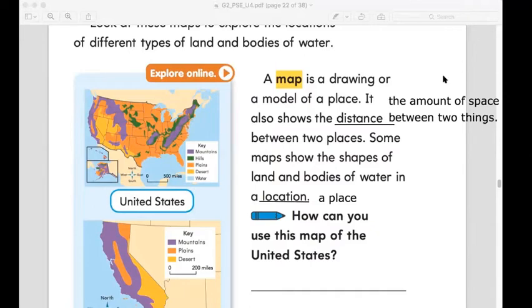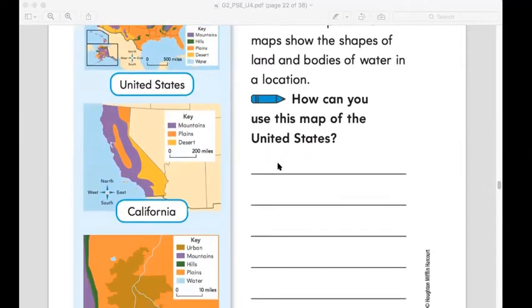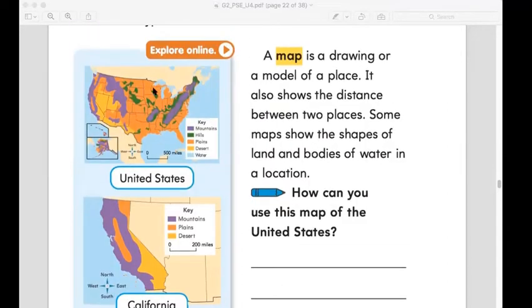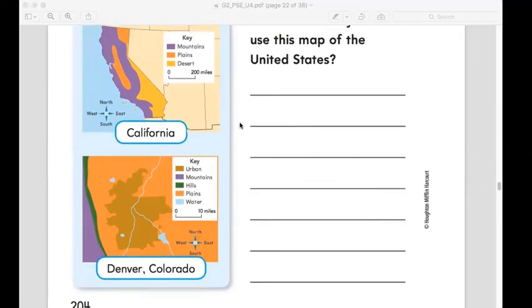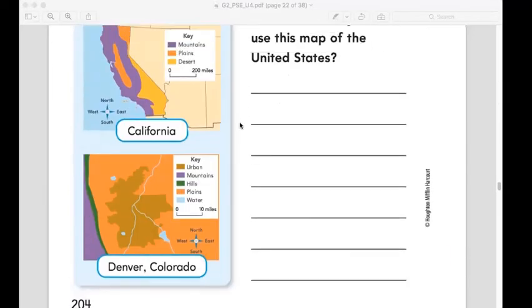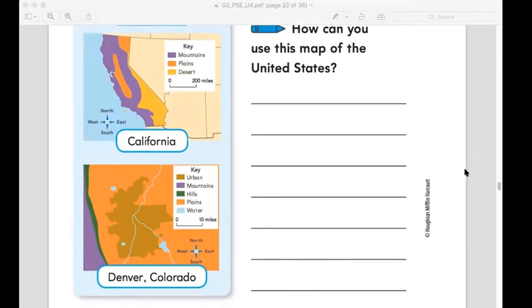Okay, very nice, everybody. And how can you use this map of the United States? Let's get a few answers. How can you use this map of the United States? Philip. The map of the United States shows us water and land, mountains, hills, plains, desert, water, and the Rocky Mountains, with symbols and colors.